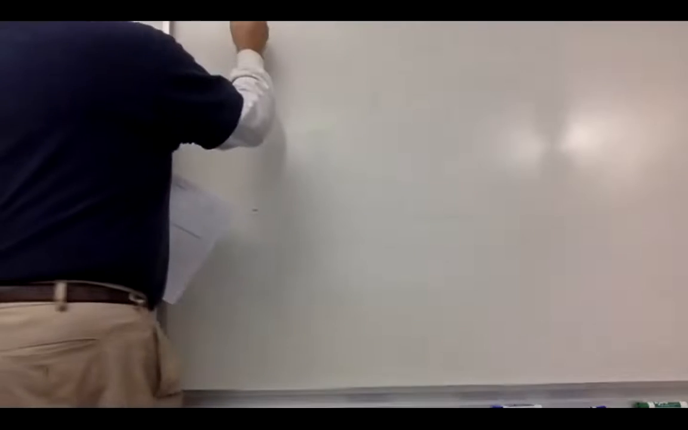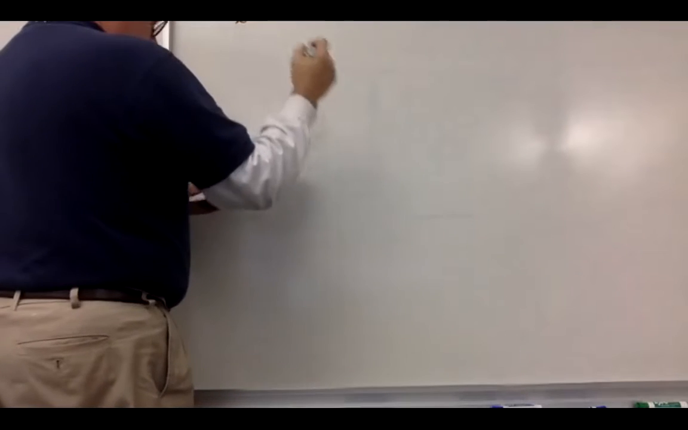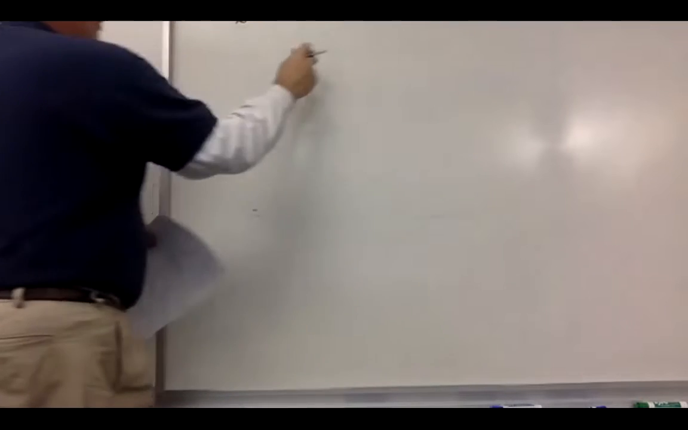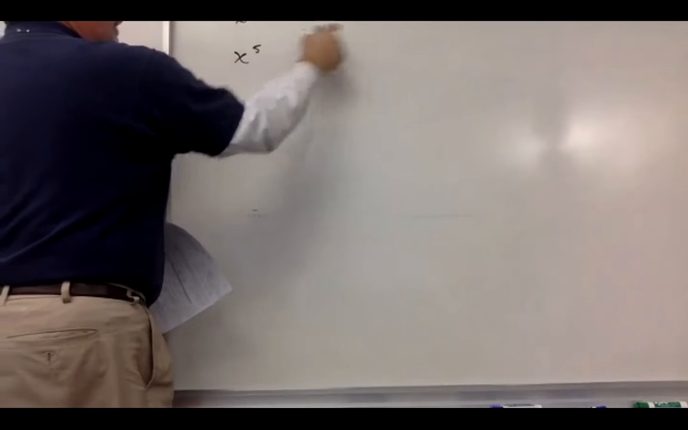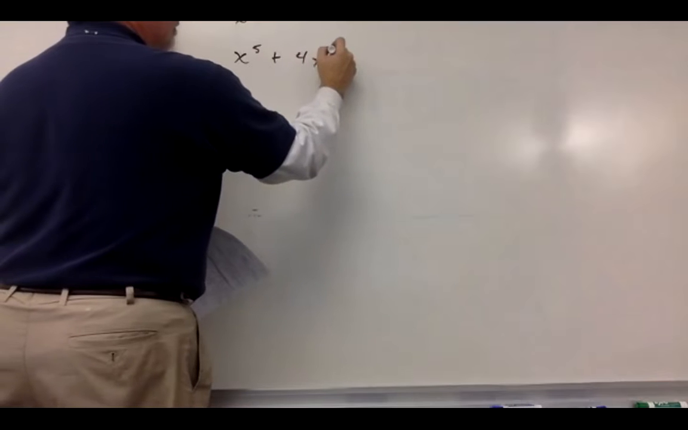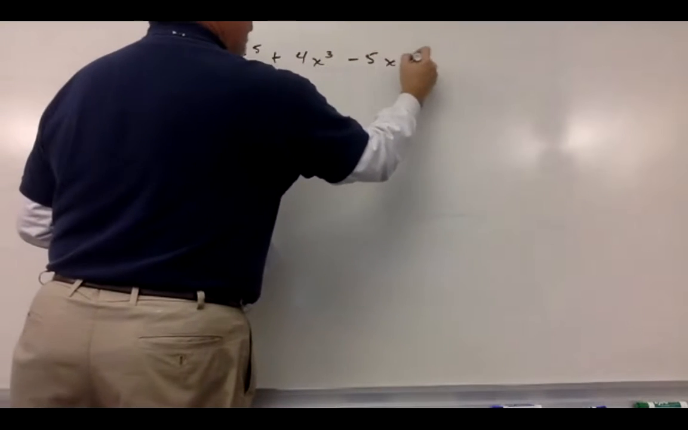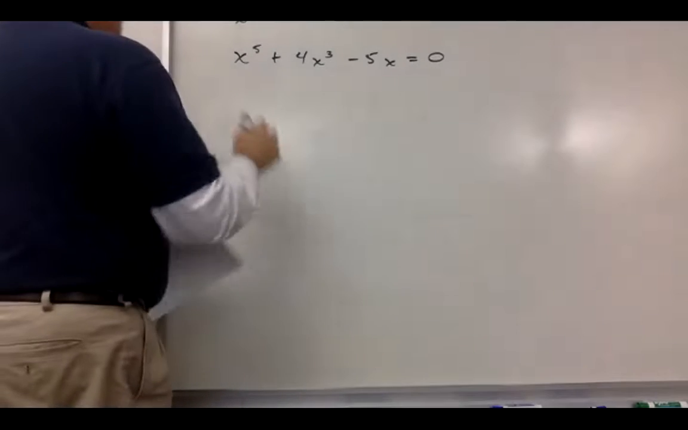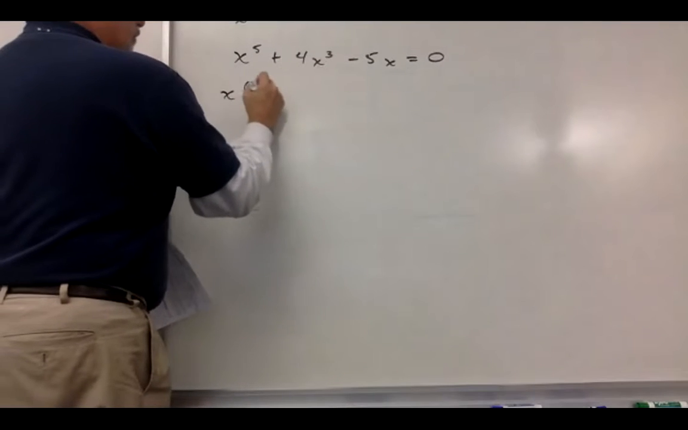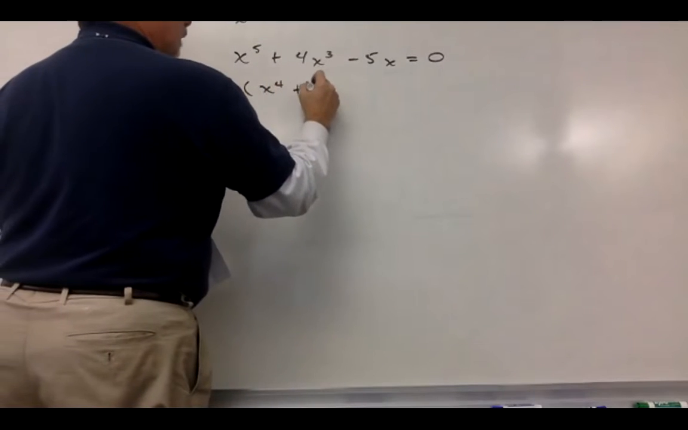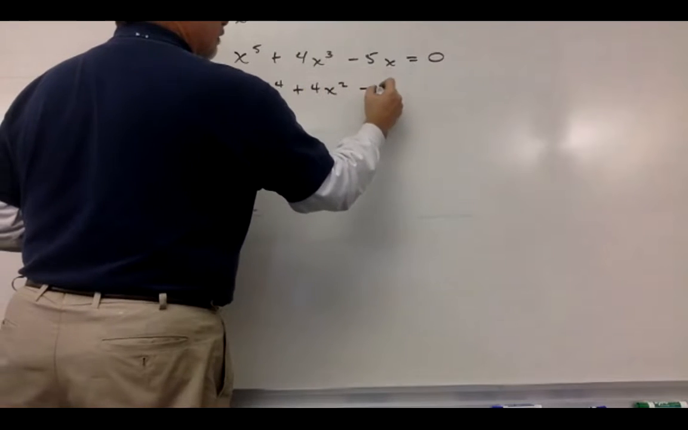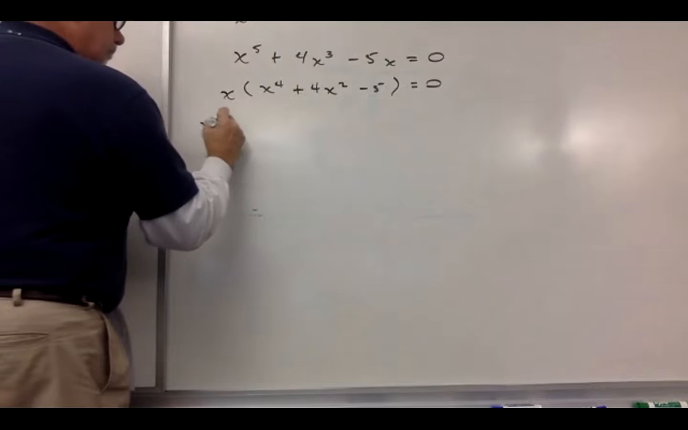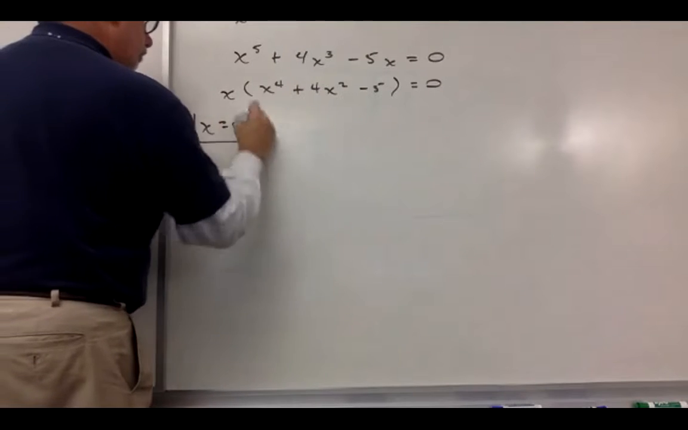X to the 5th equals 5x minus 4x cubed. Okay, bringing everything over to the same side. Add 4x cubed to both sides. Subtract 5x from both sides. And then I pull out an x, and I get x times (x to the 4th plus 4x squared minus 5) equals 0. That gives me x is equal to 0. That's one of my solutions.